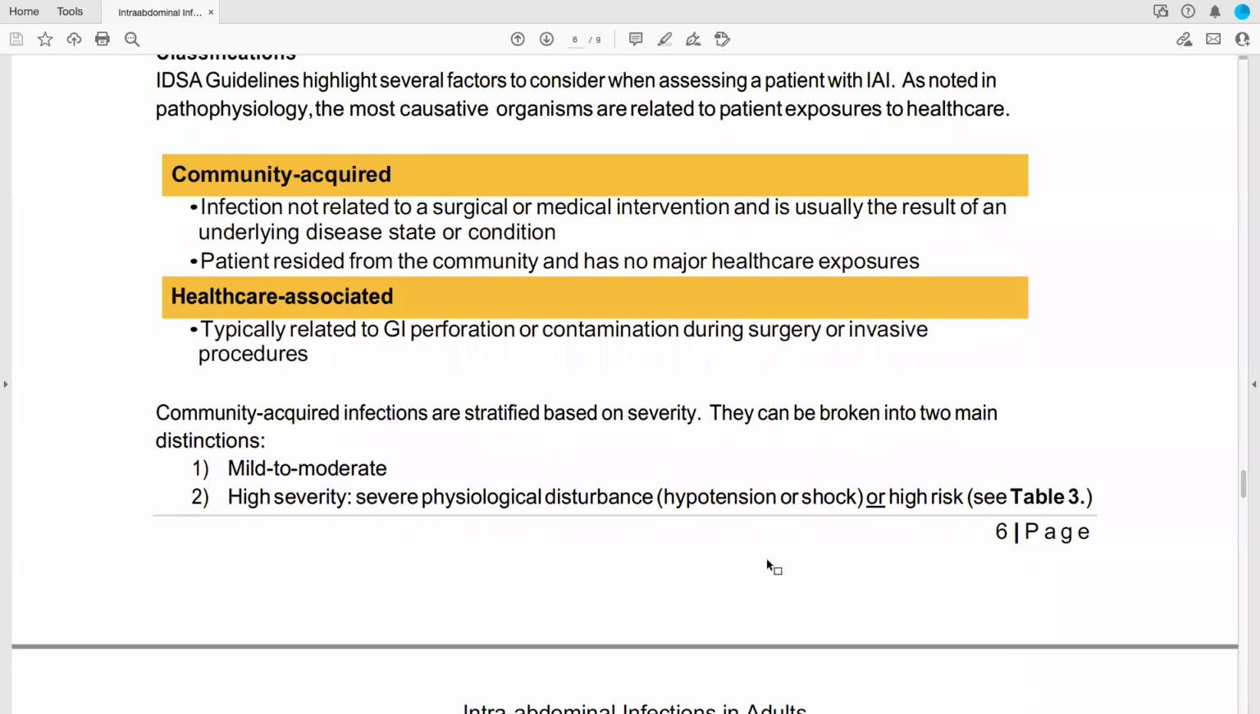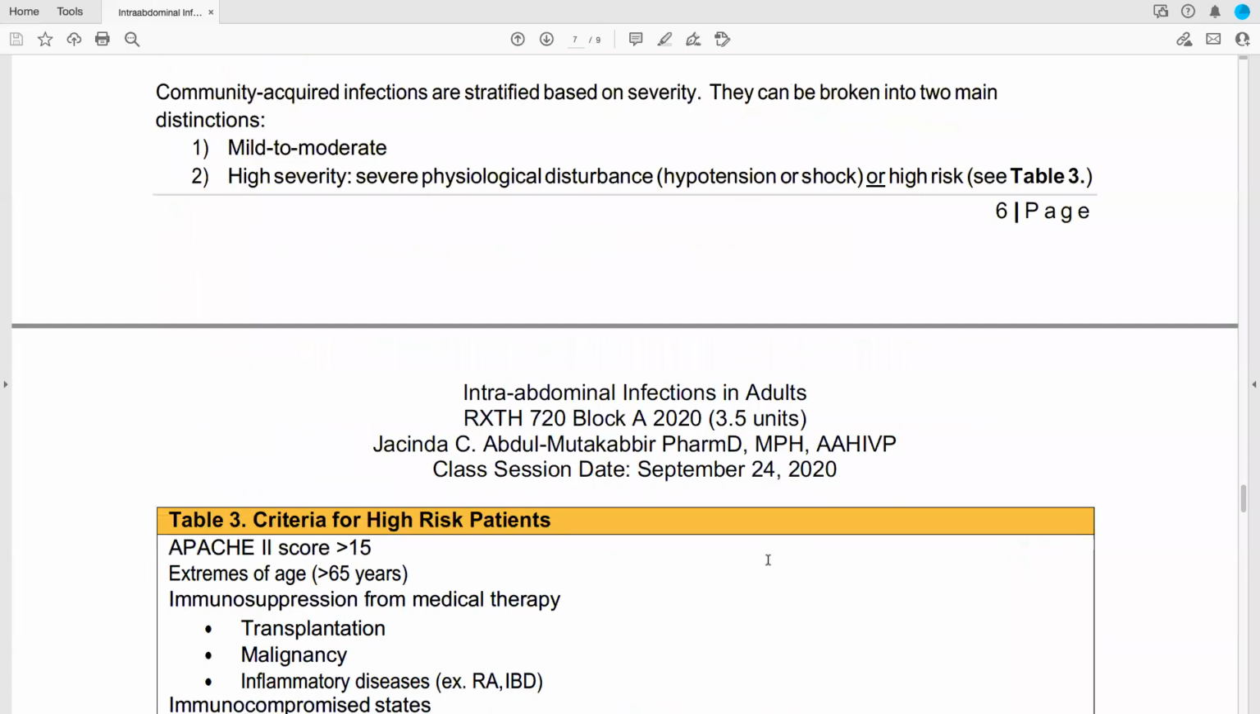So community acquired infections are stratified based on severity. They can be broken into two main distinctions: they can be mild to moderate, and then they can be high severity. So you want to first say, okay, is this patient coming in with a community acquired infection or is it healthcare associated? Say now we've said, okay, they're coming from a community, this is a community acquired infection. Then you want to say, is this mild to moderate or high severity? That's how you'll navigate treatment.